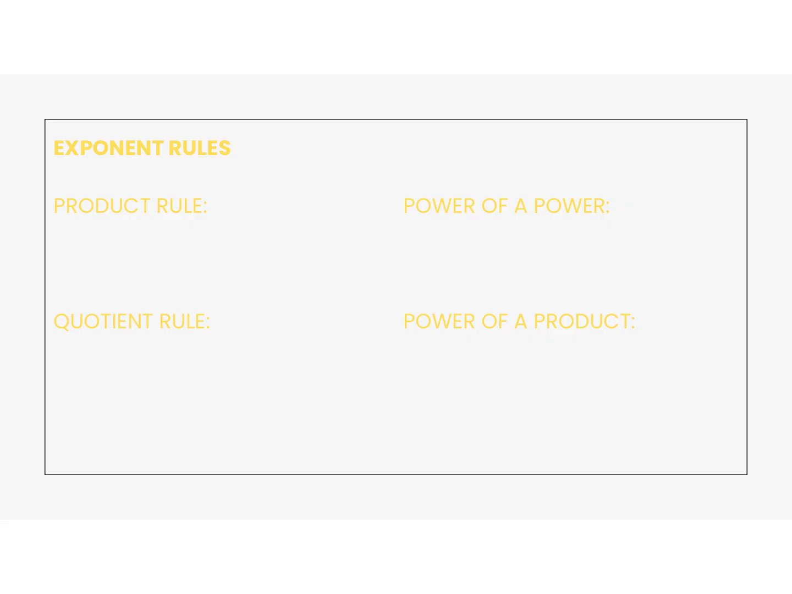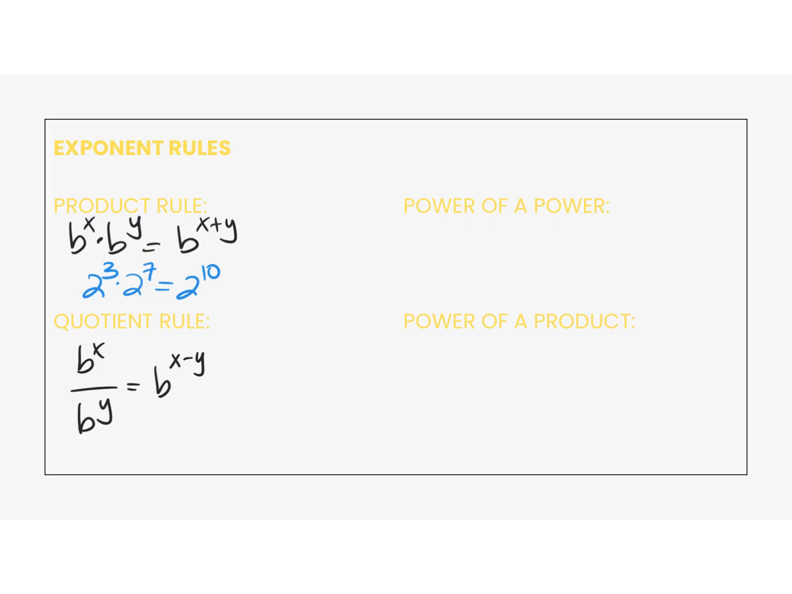Okay, so the product rule states that b to the x power times b to the y power is the same as b to the x plus y. So if I want to use a concrete example, 2 to the third times 2 to the seventh is equal to 2 to the 10th. Okay, we also have the quotient rule, where if I'm dividing b to the x divided by b to the y, I'm subtracting my exponents. So again, if I'm looking at 2 to the fifth over 2 to the third, it's really just 2 to the second.